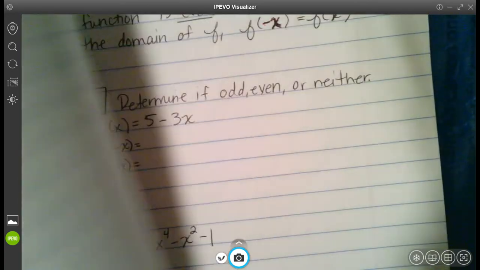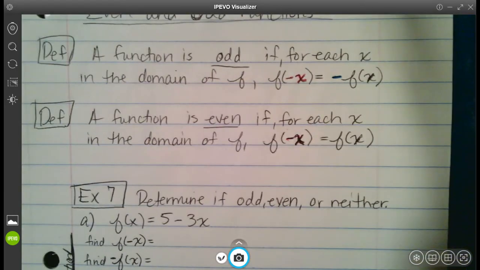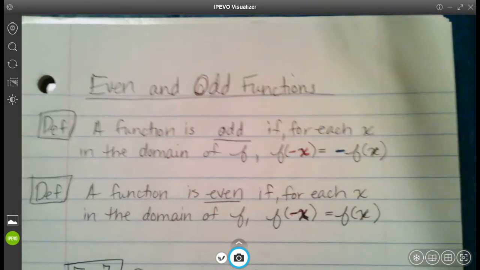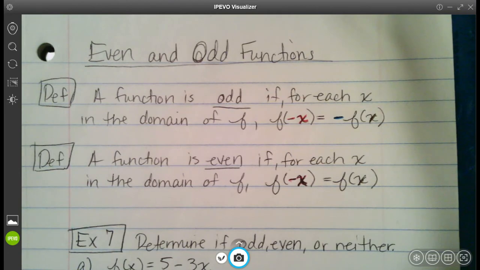We have one more problem, and I think it's a two-part problem, maybe 3 parts. Hopefully this one doesn't take too long. We've already kind of seen this before. This is even and odd functions, okay? So a while ago, we talked about symmetry, about x-axis symmetry, y-axis symmetry, and origin symmetry, and this ties in directly to that, okay?